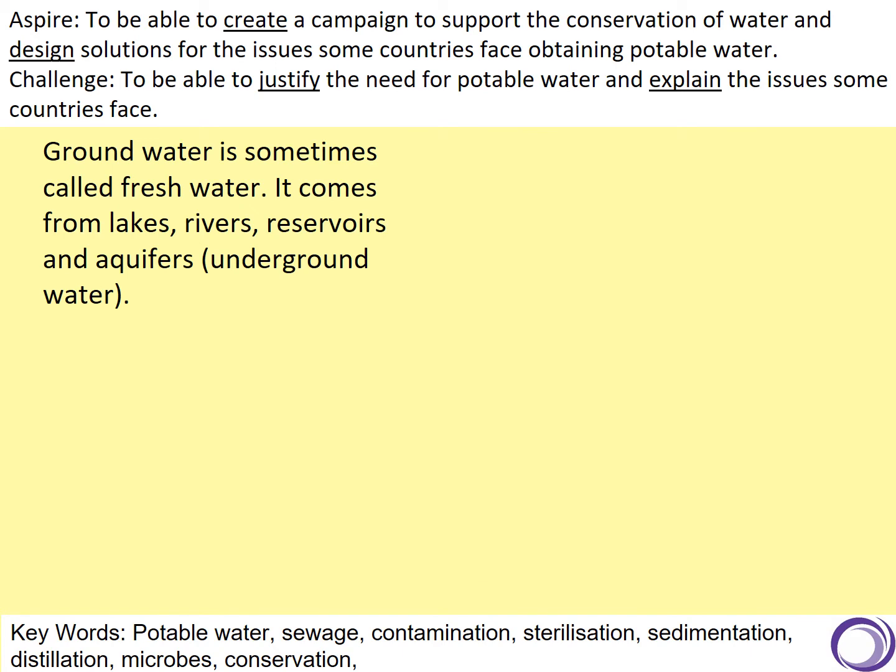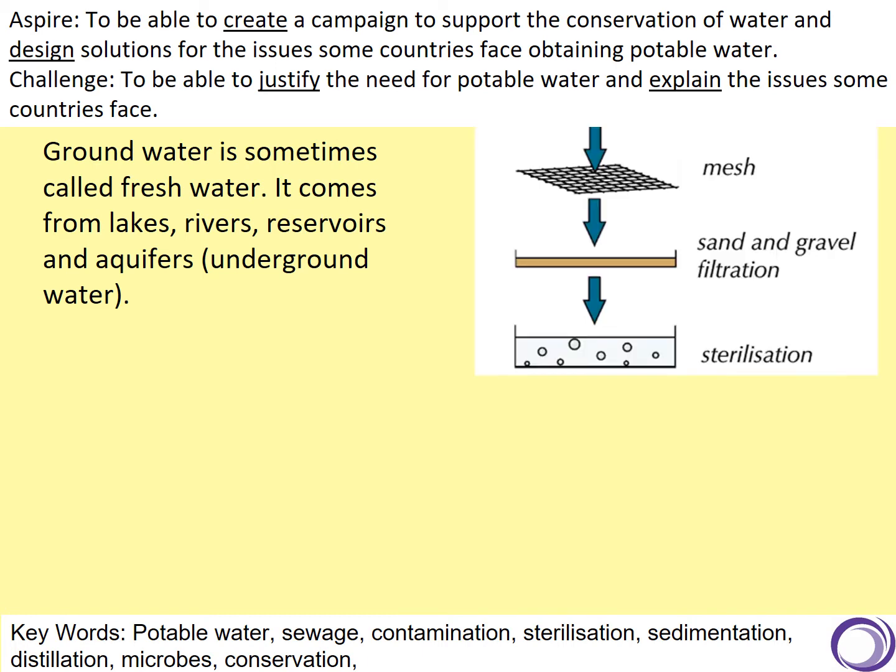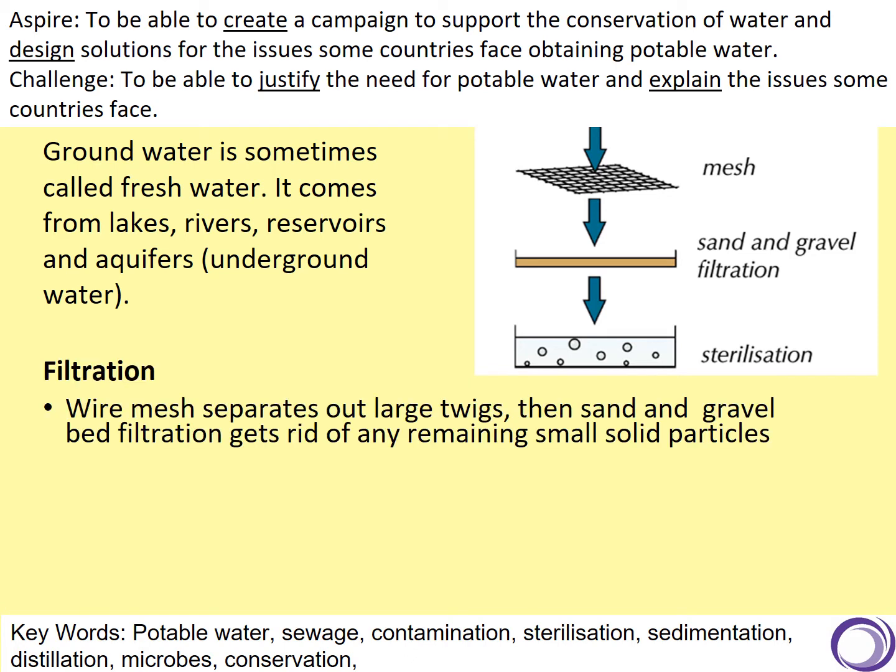Now, groundwater is sometimes called fresh water, and it comes from lakes, rivers, reservoirs and aquifers. An aquifer is simply some water that actually lives underground. And it's a multi-stage process. So first of all, we have a mesh to remove any big floating bits in it, and then it's filtered more finely using sand and gravel. And then the final stage is sterilisation.